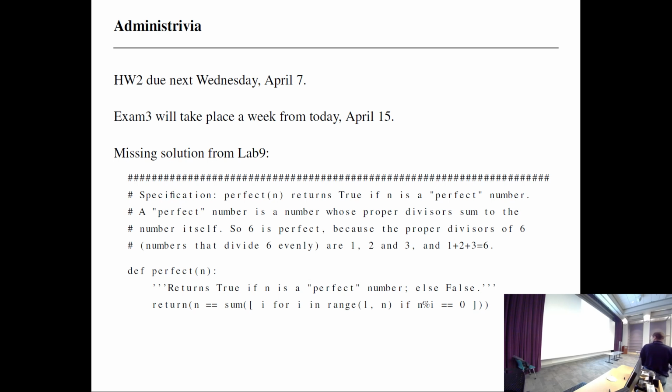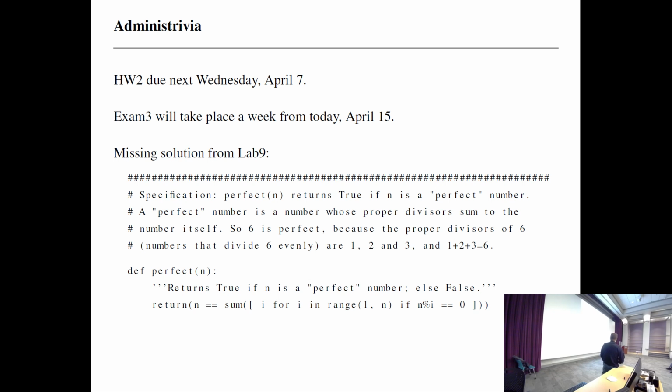And this is the missing solution that I promised you I would show you today. I had posted it on the board. I don't know why I forgot to do it in class the other day, but it's the last one in Lab 9. The idea here is a perfect number returns true if n is a perfect number, so that's the argument. And the way we do this is simple. We return true if n is equal to the sum of all of the numbers in the range from 1 to n if n modulo i is 0. That means that i evenly divides n.